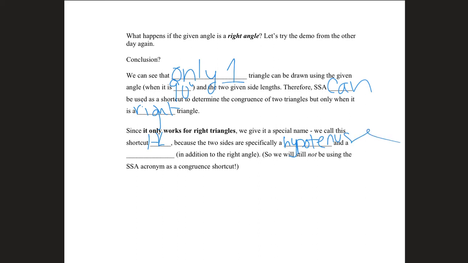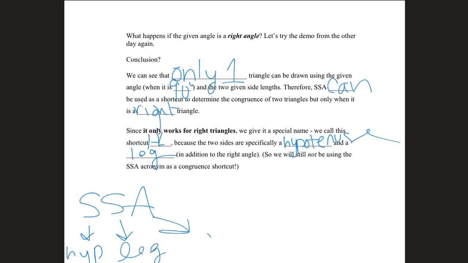Hypotenuse and a leg, in addition, of course, to the right angle. So when we talk about having SSA, one of the sides is the hypotenuse, one of the sides is a leg. The angle is specifically a 90-degree or right angle. And so it's a very specific case. So instead of calling it SSA for right angles or right triangles, we're giving it a new name called HL because we know it has to work for right triangles only.